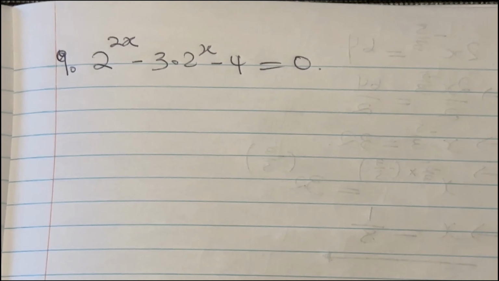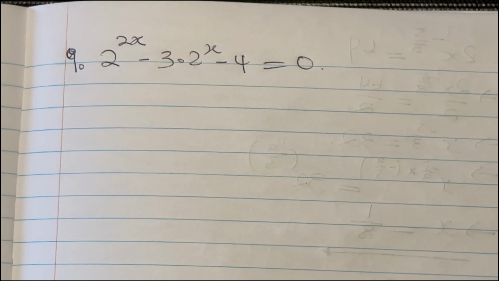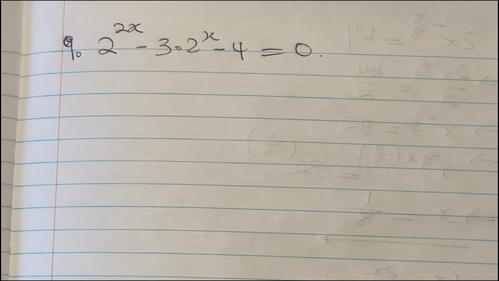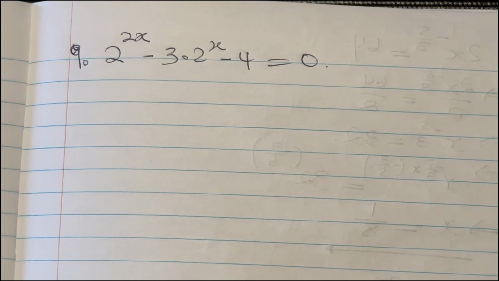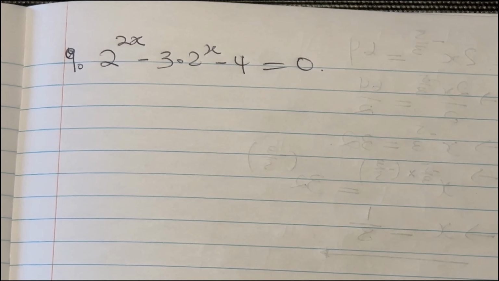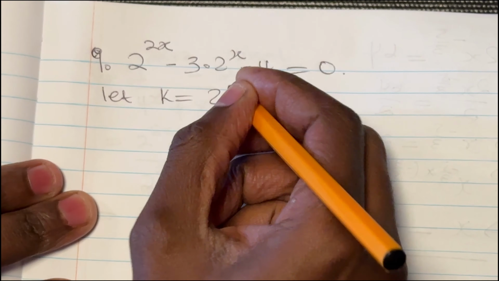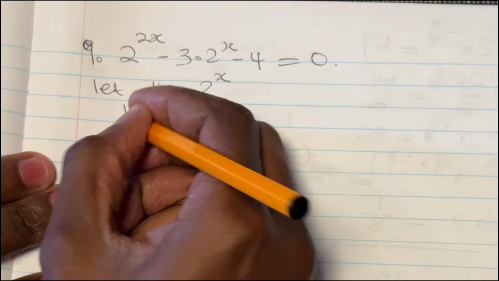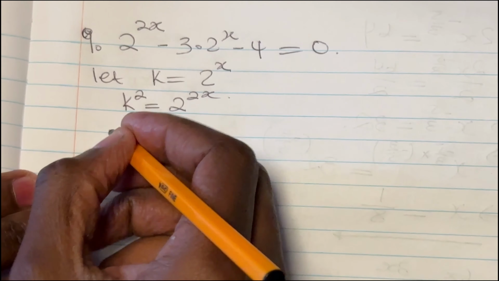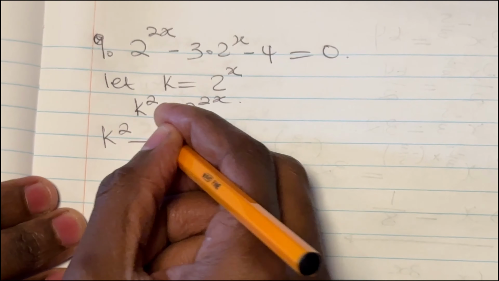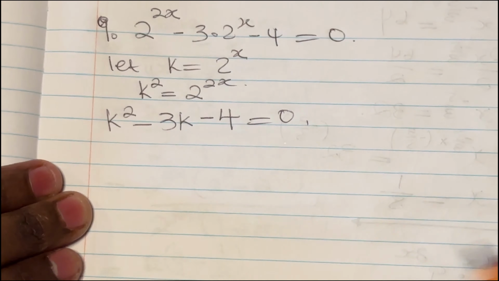Okay, now what we have here looks somewhat like a quadratic equation, but in exponent form. So for you to simplify it easily, I'd advise you to let k be your 2 to the power x, then k squared is your 2 to the power 2x. So you can say let k equal 2 to the power x and k squared equal 2 to the power 2x. So now you're going to have k squared minus 3k minus 4 equals 0.